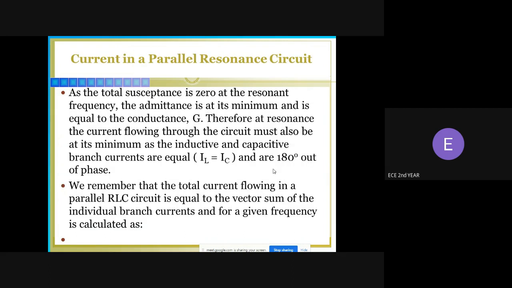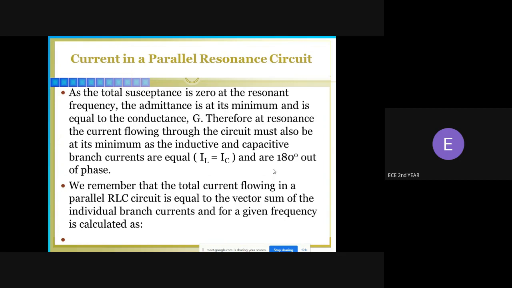As the total susceptance is 0 at resonance, both get cancelled and it will be 0. The admittance is at its minimum and is equal to the conductance G. Therefore, at resonance, the current flowing through the circuit must also be at its minimum, as inductive and capacitive branch currents are equal, IL equal to IC, and are 180 degrees out of phase.